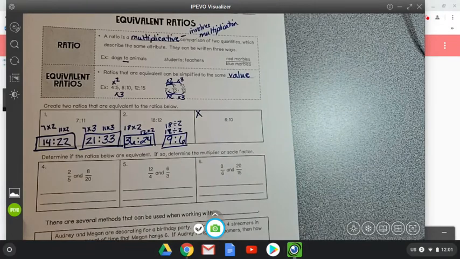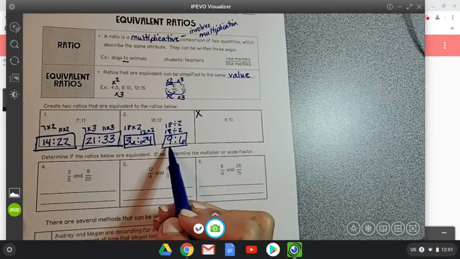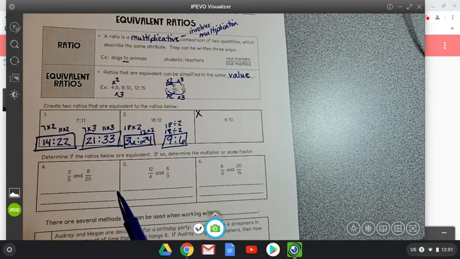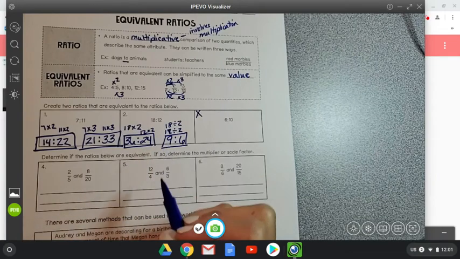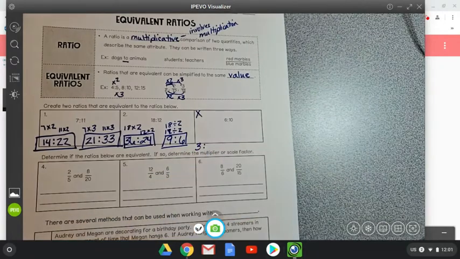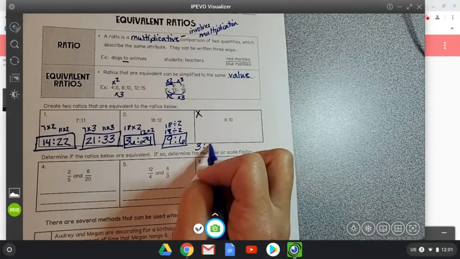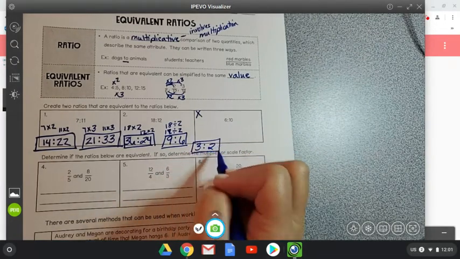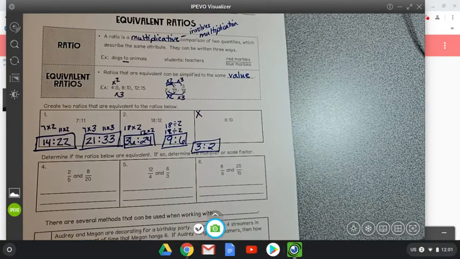Okay, I could even make another equivalent ratio here by dividing both of these numbers by 3. So 9 divided by 3 would give me 3, and 6 divided by 3 would give me 2. And that's another equivalent ratio. I could keep going and going forever by either multiplying by any number or dividing by any number. As long as you did both of them, they would be equivalent.